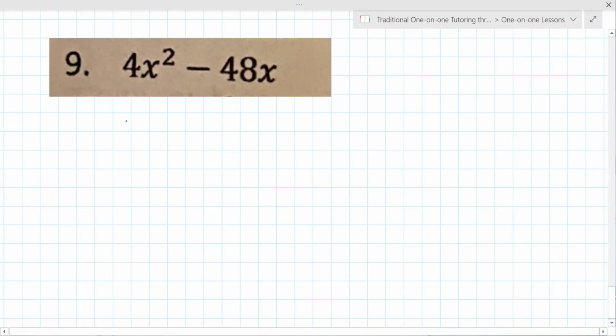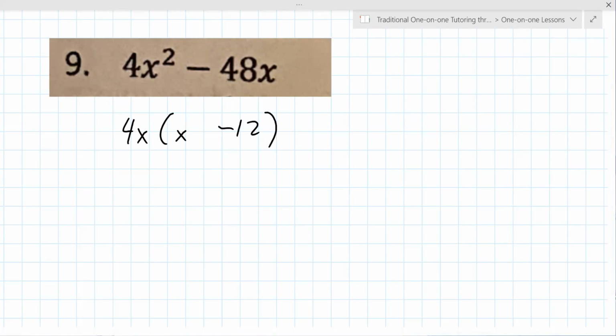4x parentheses x minus 12. All right, good.